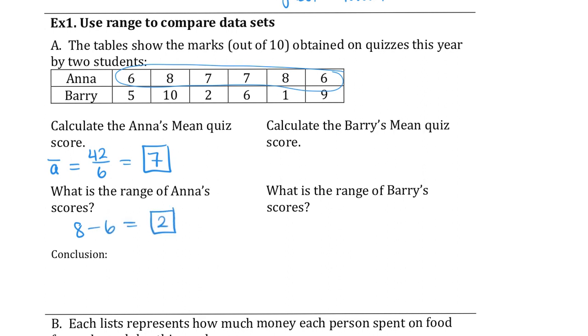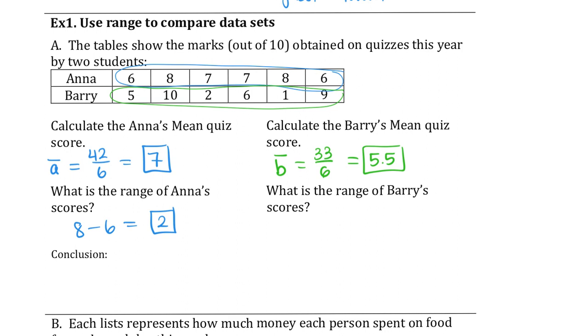Let's look at Barry's data. These are Barry's scores. Let's calculate his mean. Since it's Barry, I'm going to say the mean of B. Okay, so let's add up 5 plus 10 plus, hold on, I can't add and type. I got 33 divided by how many scores? 6 scores. So his mean score is a 5.5 out of 10. Not quite as good as Anna.